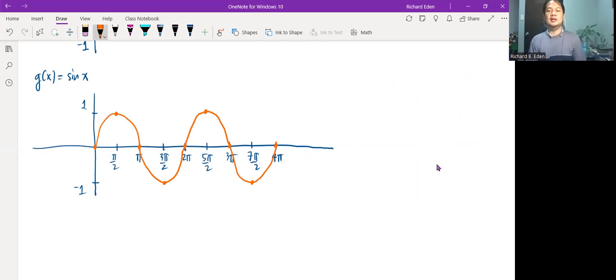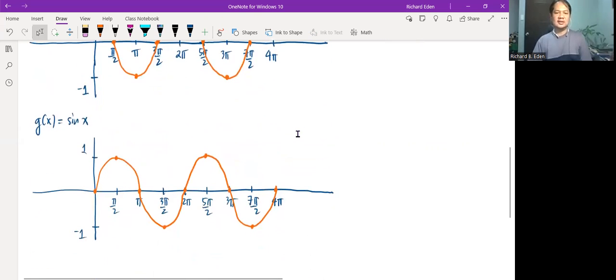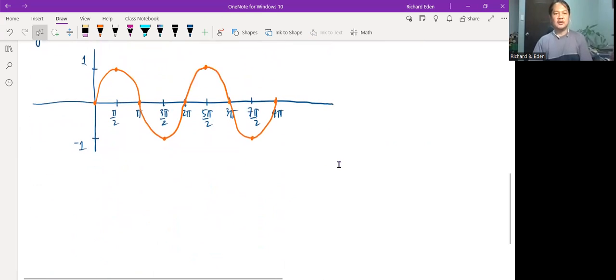All right. And so on. Okay, so these are the graphs of the sine function and the cosine function.